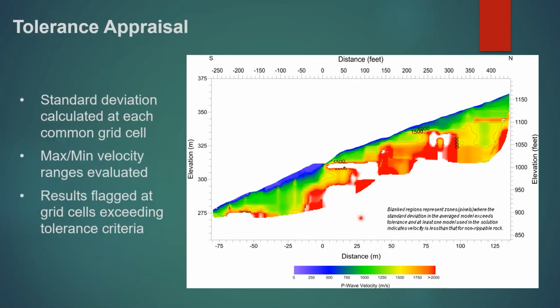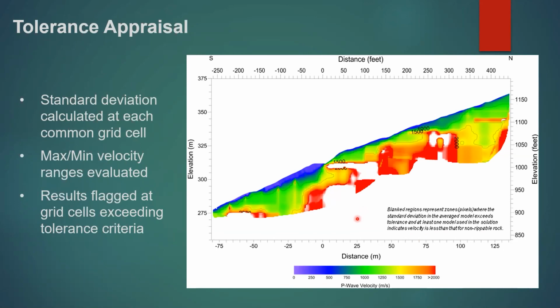And so finally, what we did for this is we developed a tolerance plot based on the perceived quality of the final solution. So what we ended up doing was we calculated the statistical parameters at each common grid cell that we used to derive this final model. We developed a standard deviation at each grid cell. We looked at maximum and minimum velocity ranges, and we flagged results at grid cells that exceeded the tolerance criteria.